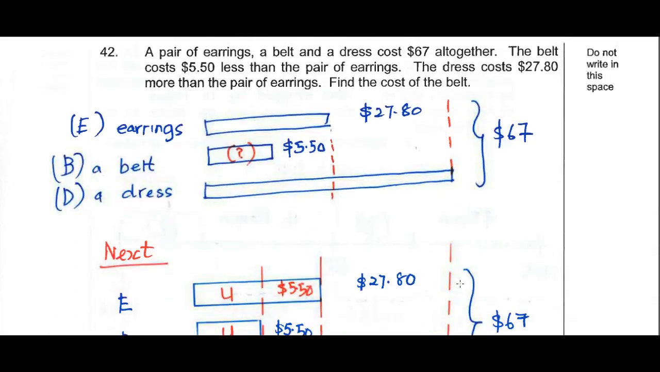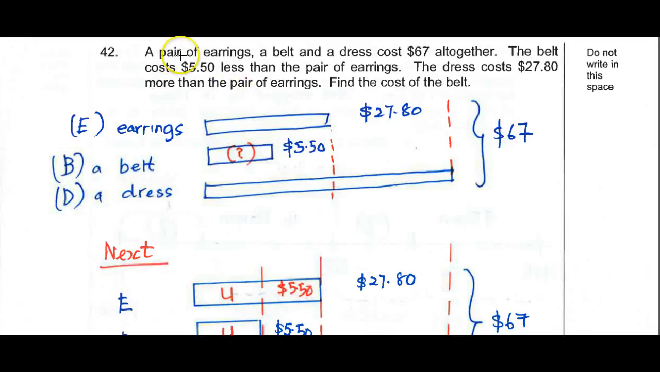A pair of earrings, a belt, and a dress cost $67 altogether. The belt costs $5.50 less than the pair of earrings. The dress costs $27.80 more than the pair of earrings. Find the cost of the belt. It looks like many relationships are stated there, but please tackle it one by one.